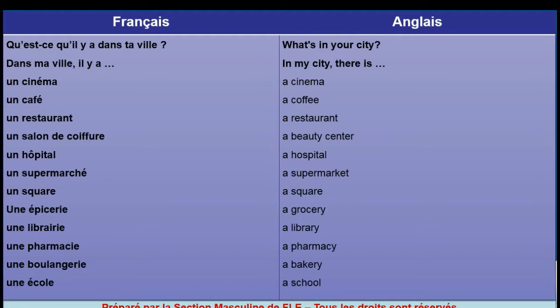Un cinéma, un café, un restaurant, un salon de coiffure. Here, attention, because coiffure is not the person who works there. After that I will show you another word for the person who works there. So it is un salon de coiffure, un hôpital.